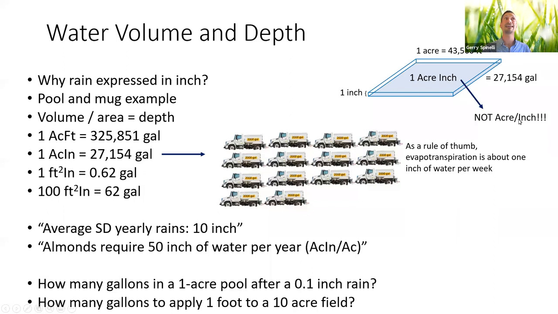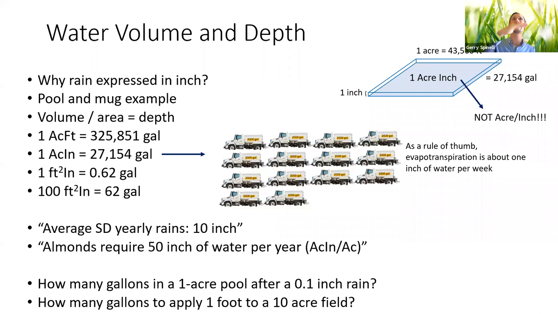Not 1 acre divided by inch, 1 acre multiplied by inch, right? So you shouldn't write it acre slash inch, you want to write acre inch, because it's the acre, the area, multiplied by the inch, that is the height, right? Like when we were kids and the teacher was telling us, if you want to calculate the volume of this solid, you have to multiply the area by the height.